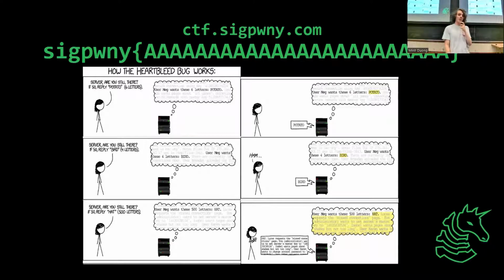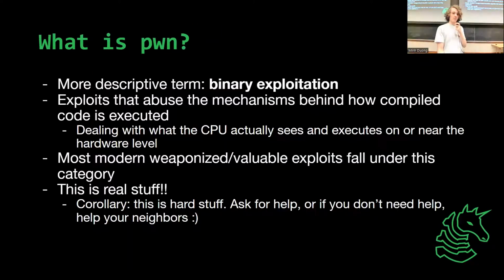This XKCD is about the Heartbleed bug, which is a relatively recent, maybe kind of old bug now, in a very popular library used in a lot of stuff. It was fairly simple in that it would just read arbitrary amounts of memory based on you sending it a number, and you could leak a lot of important stuff through that. That might make more sense once we go over what PWN actually is.